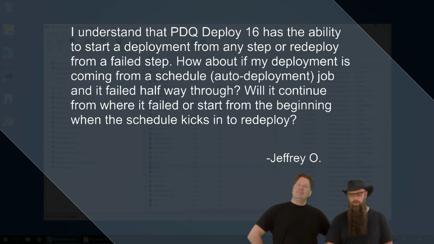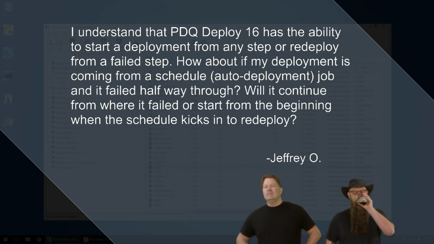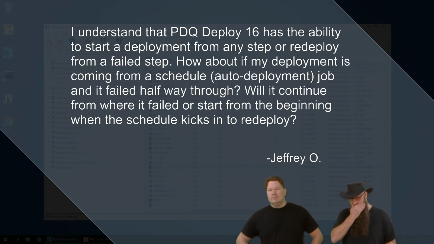Hey Shane and Lex, I understand PDQ Deploy 16 has the ability to start a deployment from any step or redeploy from a failed step. How about if my deployment is coming from a schedule, auto deployment job, and it failed halfway through? Will it continue from where it failed or start from the beginning when the schedule kicks in to redeploy? Thanks, Jeffrey O.